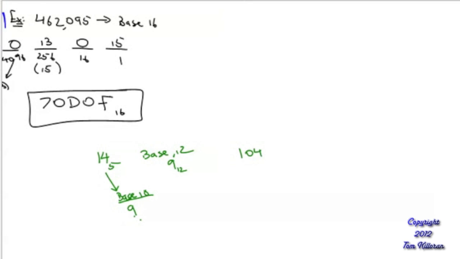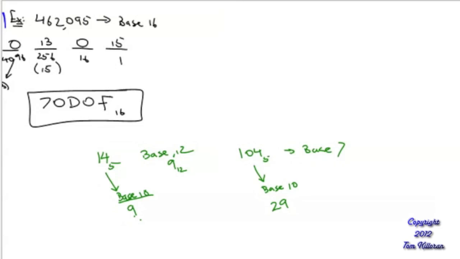Do you want to make it longer? 104 base 5, and I want to change it to base 7. So what's 104 base 5 as our number? This is 1 times 25 plus 4. This is the 1's place, this is the 5's place, this is the 25's place. So it's 1 times 25, which is 25. 25 plus 4 is 29. So that's our number, 29.